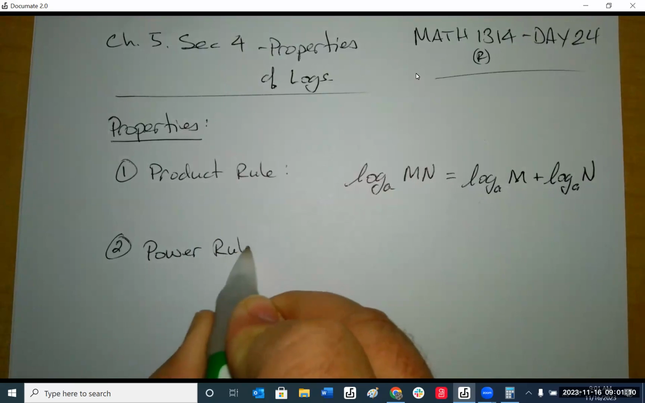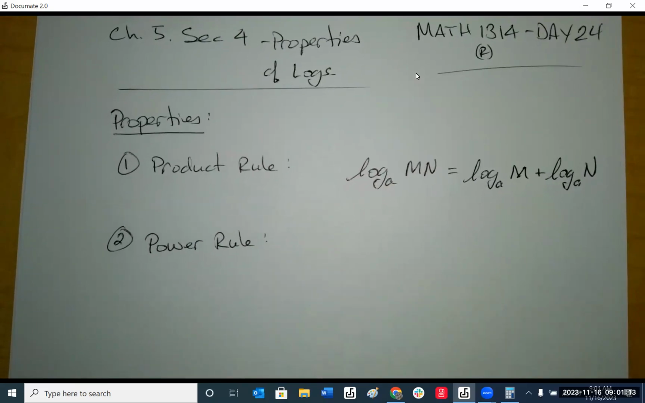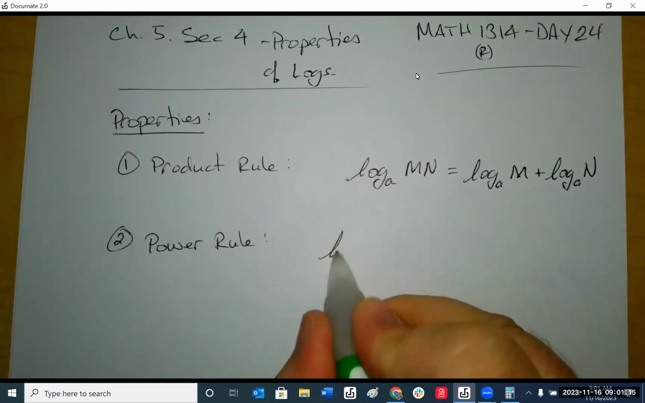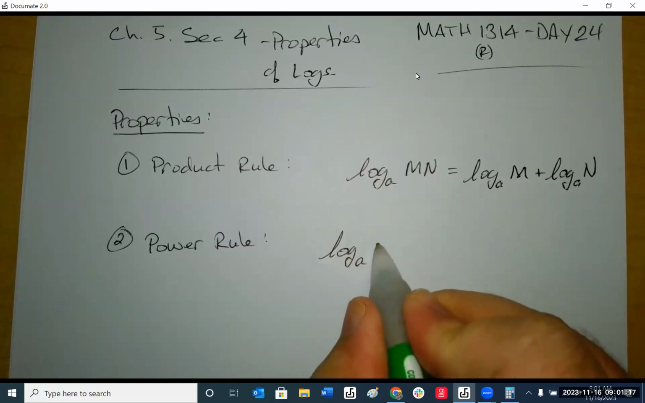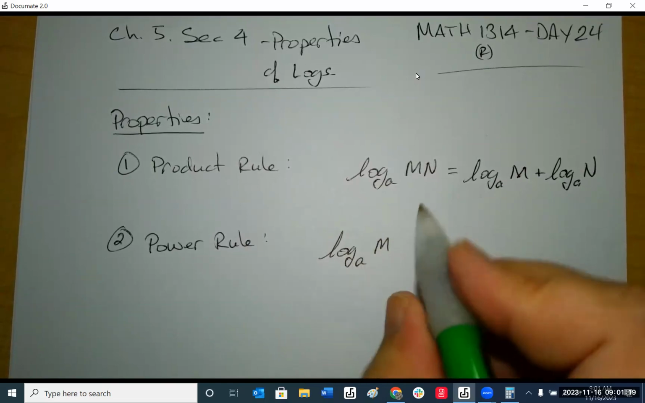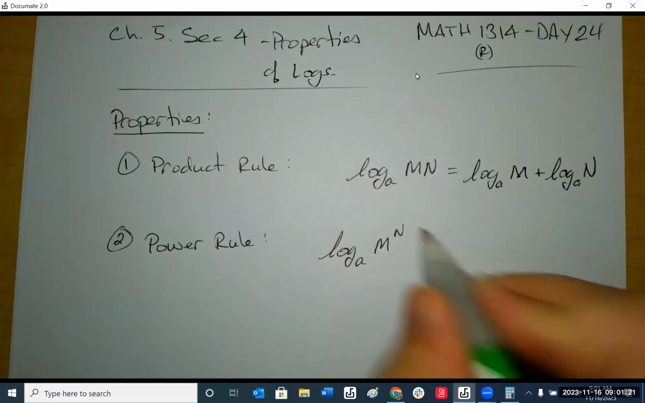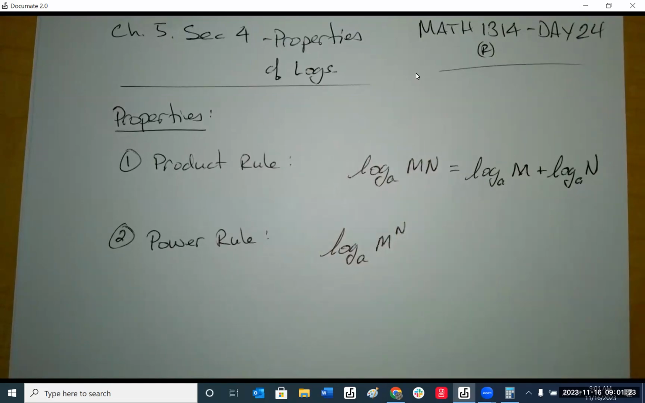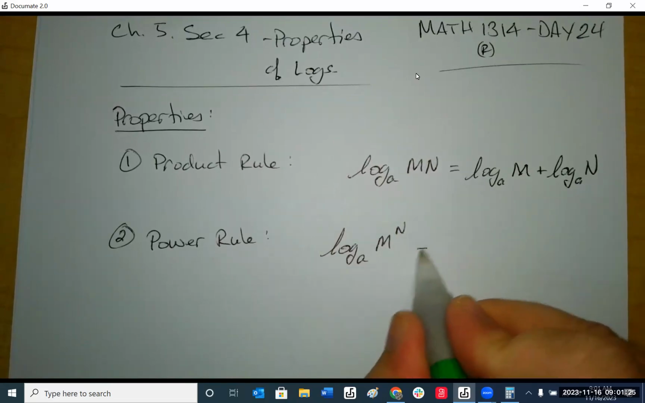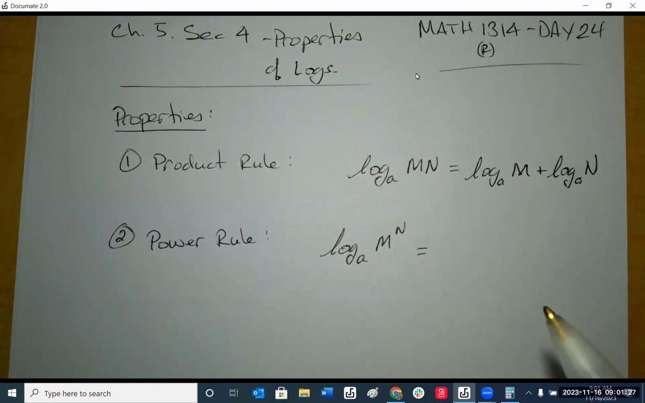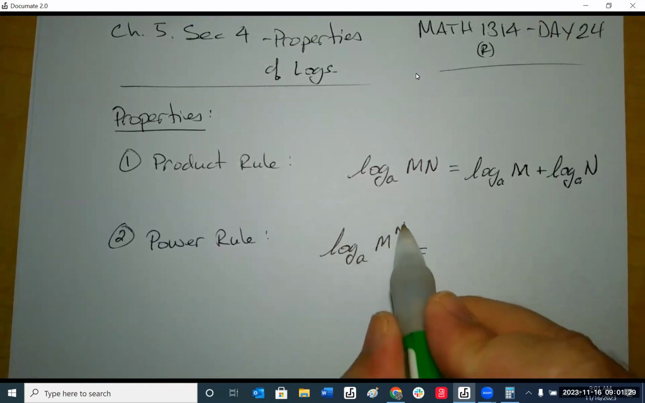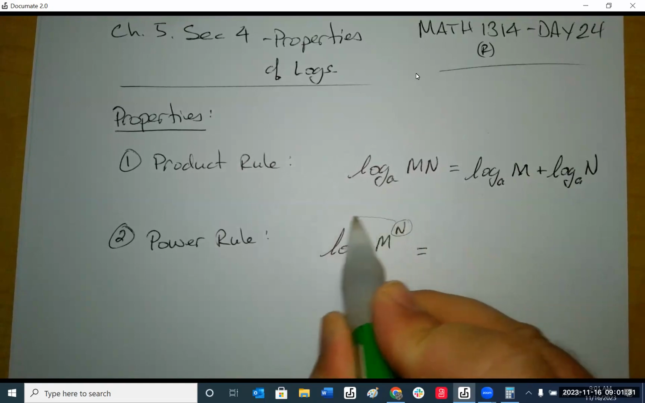Next, we have the power rule. Log base anything of m to the power n. You cannot have exponents on logarithms. So this power goes in front.